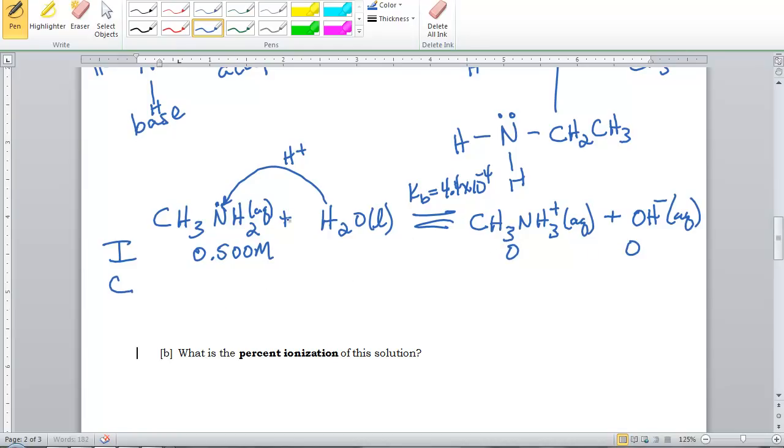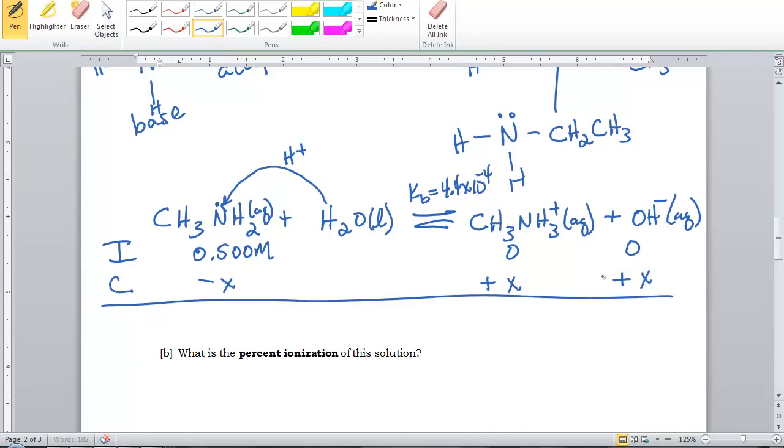Now, this is going to lie pretty far to the reactant side, but we will produce some products, so this equilibrium has to go to the right. We're not going to get much product, but we will get some. And at equilibrium, 0.5 minus x, and x. You've seen this before.